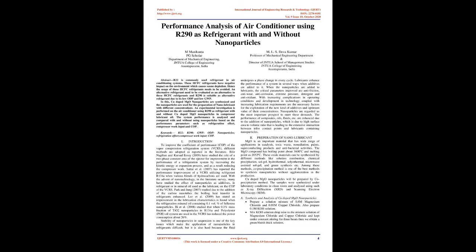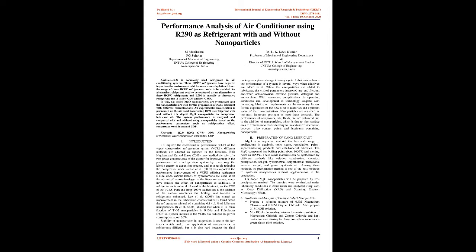In this, Cu-doped MgO nanoparticles are synthesized and the nanoparticles are used for the preparation of nano-lubricant with different concentrations. An experimental investigation is performed on the air conditioner using R290 as refrigerant with and without Cu-doped MgO nanoparticles in compressor lubricant oil. The system performance is analyzed and compared with and without using nanoparticles based on the performance parameters such as refrigeration effect, compressor work input and COP. Keywords: R22, R290, GWP, ODP, nanoparticles, refrigeration effect, compressor work input, COP.